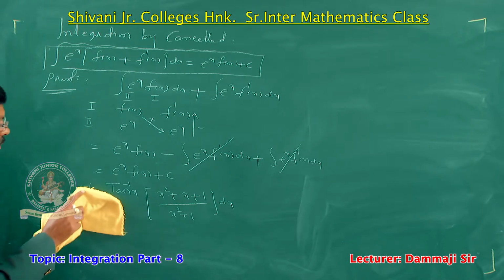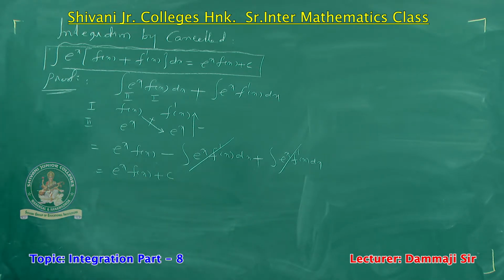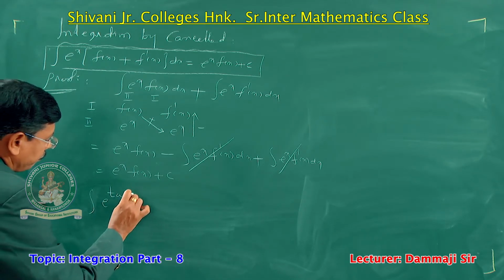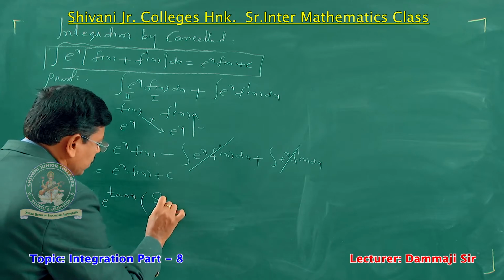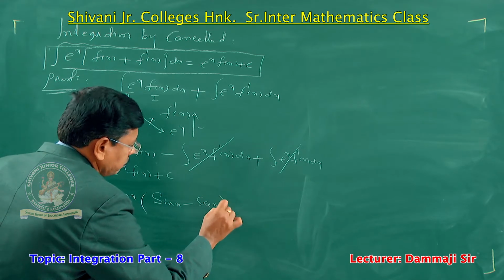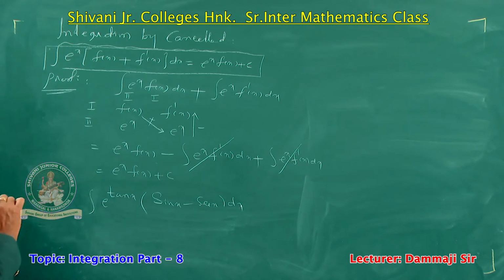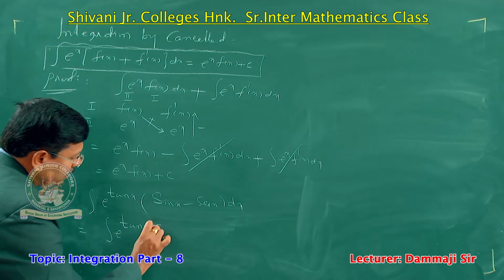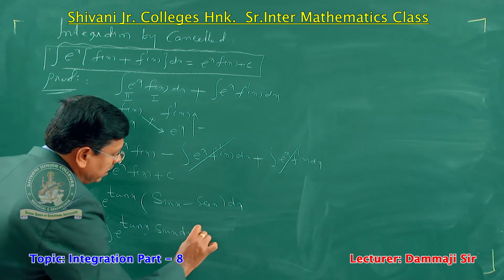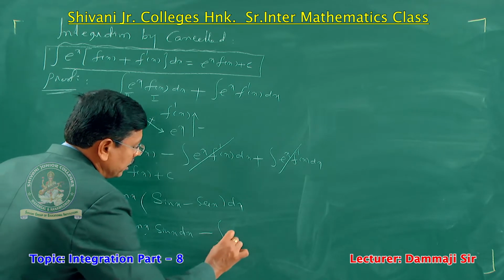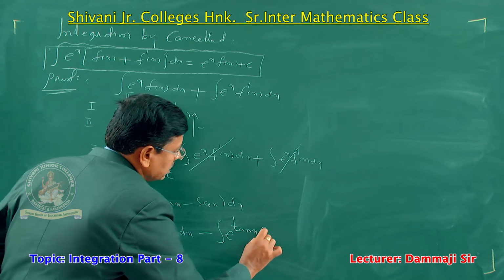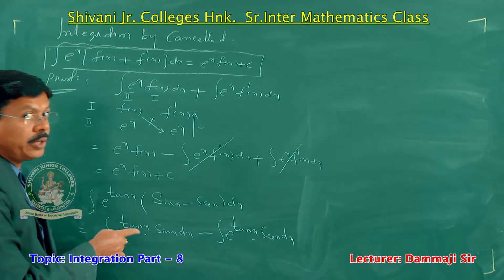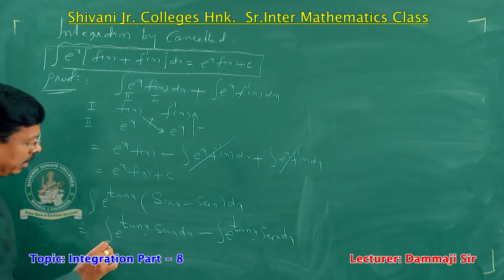I will say that one more method is there, one more problem. That problem is nothing but the integral of e power tan x of sin x minus secant x. What about the process? We will prepare the product of two functions, tan x sin x, minus the integral of e power tan x secant x. Don't worry, I'll explain that, as I did for the previous one also.